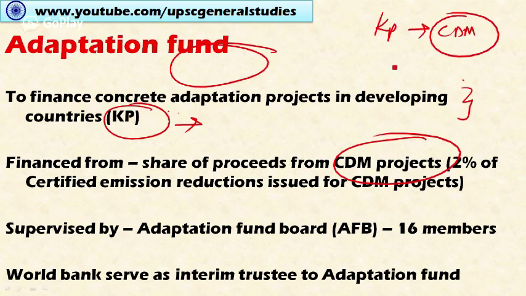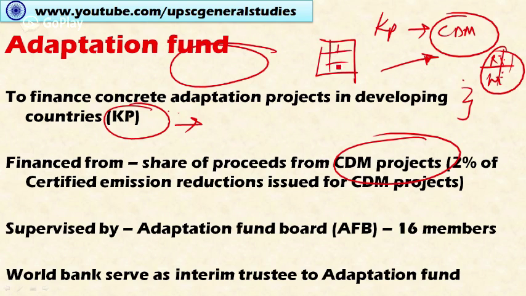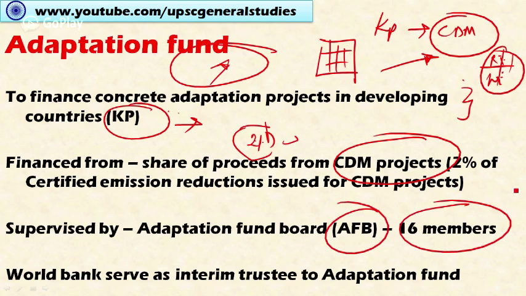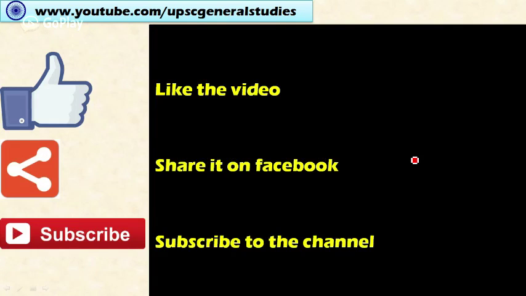Here the Annex 1 countries invest in developing countries in the areas of green projects like renewable energy and wind energy, to escape penalty from the Kyoto Protocol, because it violates the carbon dioxide emission cap. So 2% of that clean development mechanism value will be taxed and provided to the adaptation fund, to fund the adaptation mechanism in the developing countries, and this is supervised by the Adaptation Fund Board. It is a 16-member board, and the World Bank serves as the interim trustee of the Adaptation Fund. This is it about the agreement here.